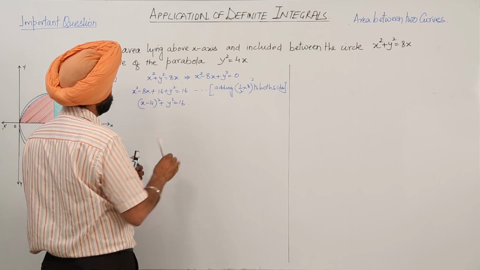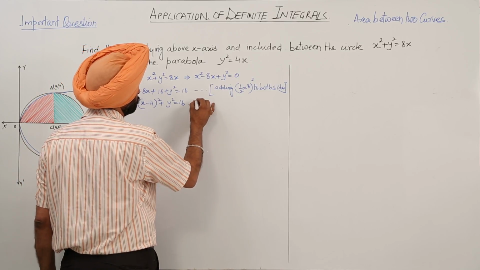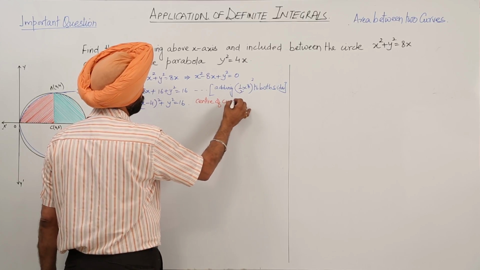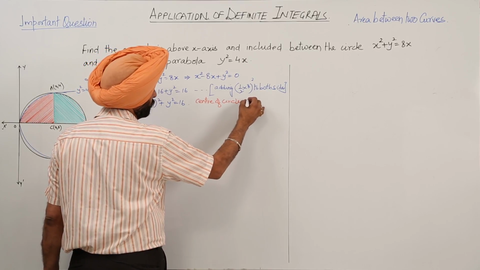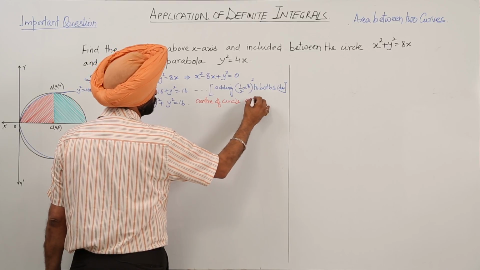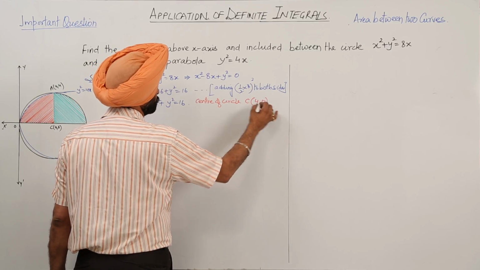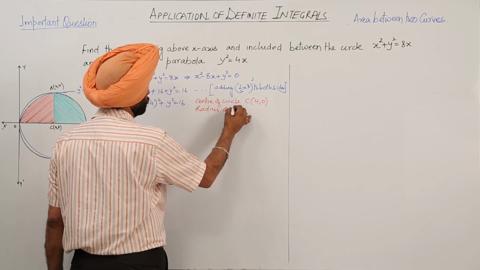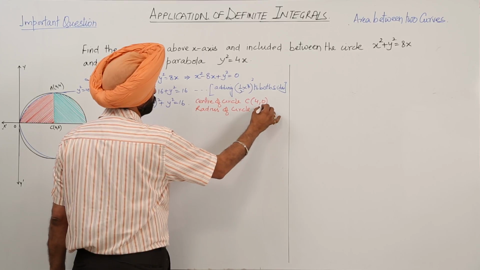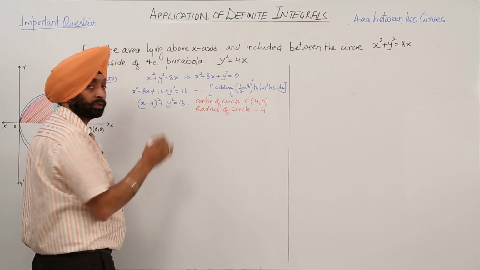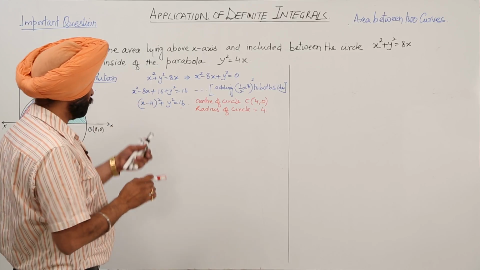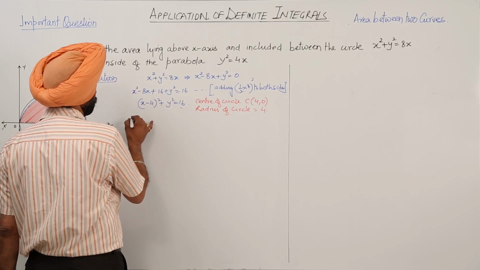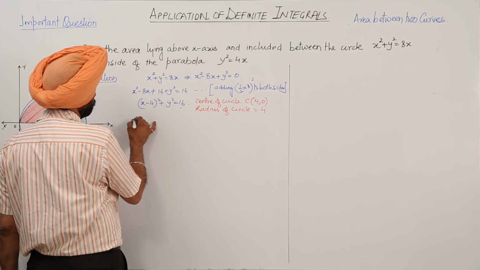Now the center of the circle is at C and it becomes (4, 0). Radius of the circle is equal to 4. This is one thing which we must do before solving it. Now solving.